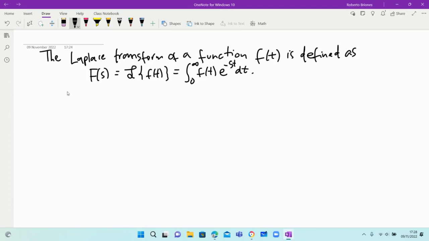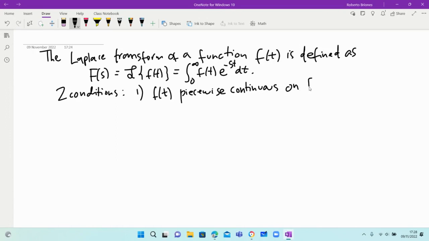There are actually a couple of conditions for the Laplace transform of a function to exist. The two conditions are as follows. Number one, f of t has to be a piecewise continuous function on the interval 0 to infinity. And the second one is that f of t has to be of exponential order.